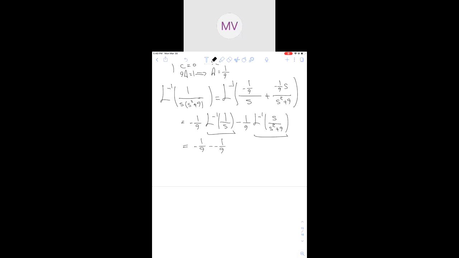And what's that guy? There's s on top, so it has something to do with cosine. And the denominator is s squared plus 9. So is it cosine 3t? Yep. So the Laplace inverse of that expression in terms of s is 1/9. Someone can put it this way, so you can factor the 1/9, so it becomes 1 minus cosine 3t.